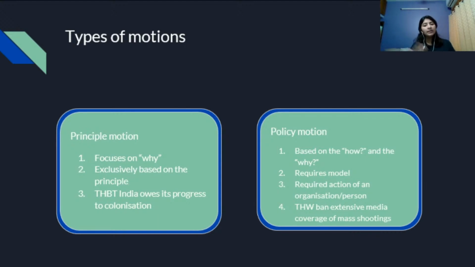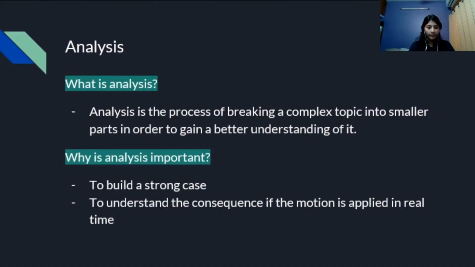So yeah, those are the two types of motions: principal and policy motion. And let me know what type of motion is the motion I told you. This house believes that animal testing should be banned. Now I'm moving on to the next slide. Ritika, I'll take over from here.